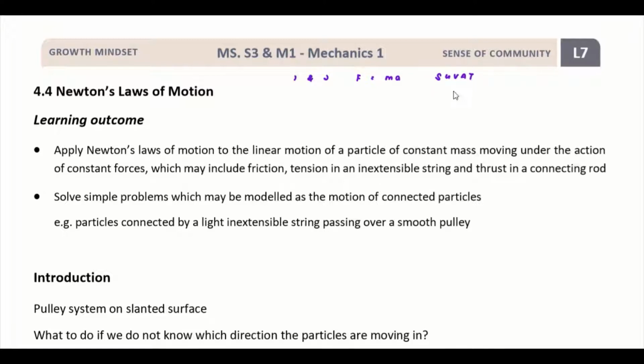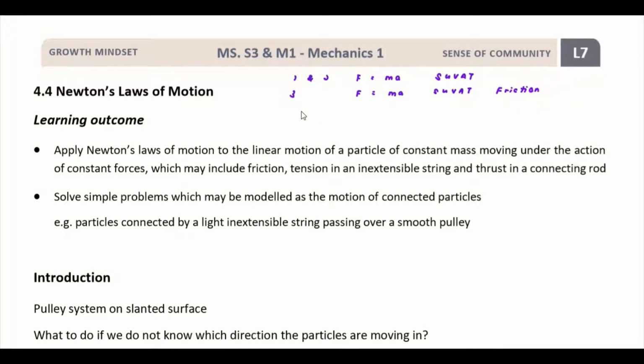Then in the third lesson, we brought it one level higher. We talked about F equals ma and SUVAT, but now with frictional force involved. That means we are talking about something like a car moving on a horizontal plane, and then there's friction involved.